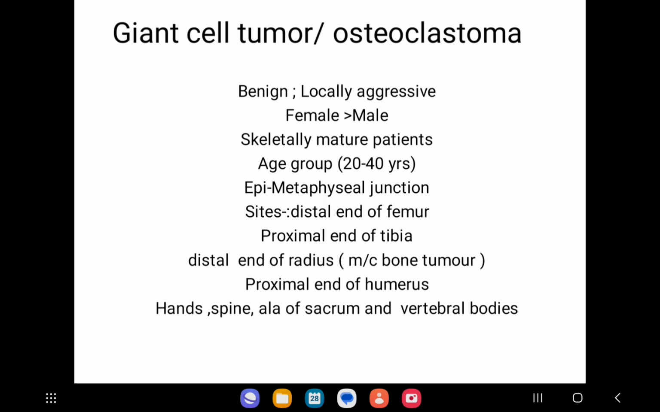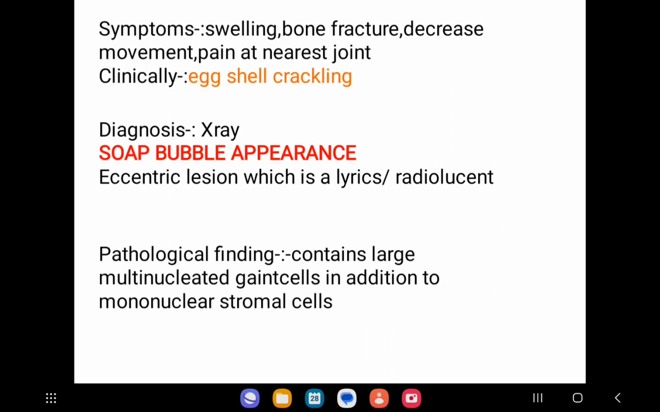So what are the sites where the giant cell tumor can occur? The most common site of giant cell tumor is the distal end of femur. Then we have the proximal end of tibia and the distal end of radius, proximal end of humerus, hands, spines, ala of sacrum and the vertebral bodies. In the distal end of the radius, giant cell tumor is the most common tumor which occurs. Then what are the symptoms a patient presents with having giant cell tumor?